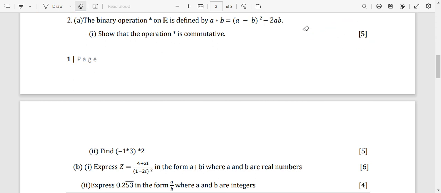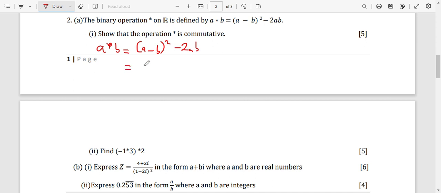You are going to use the same letters unless they gave you themselves to say using this, a is equal to this and b is equal to that, prove that. That's when you can go by that method. But when it is just direct like this, please don't say let a be equal to this and start doing that. So a star b is given as a minus b squared minus 2ab.